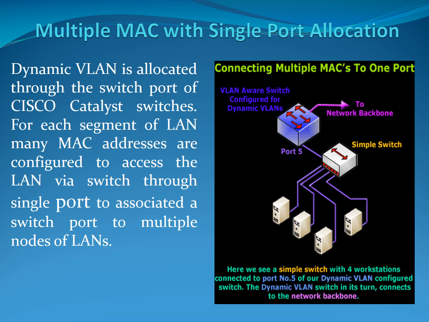Multiple MAC with single port allocation. In this diagram, a single port is allocating multiple MAC addresses from the dynamic VLAN enabled switch. There is one unmanaged switch connected to 4 workstations, and it's connected to port 5 of our dynamic VLAN configured switch, and this switch is connected to the network backbone. There is a database on the Cisco switch with all the workstations' medium access control (MAC) addresses, along with the associated VLAN. This way, we essentially have a VLAN to MAC address mapping.